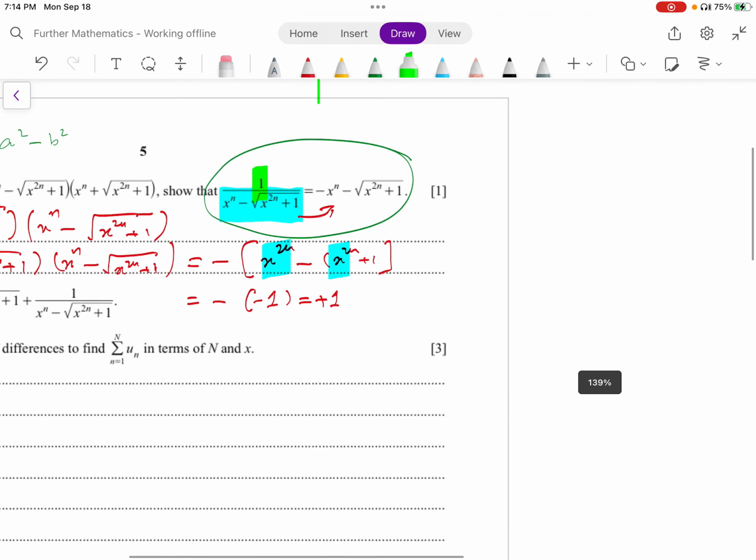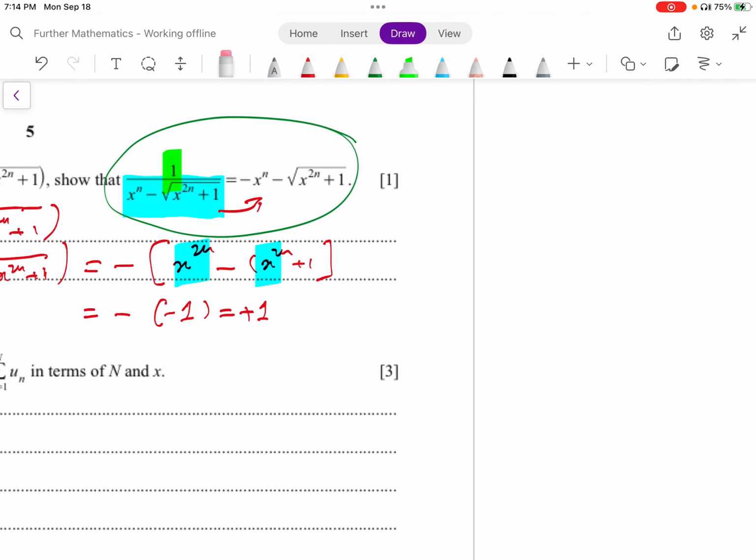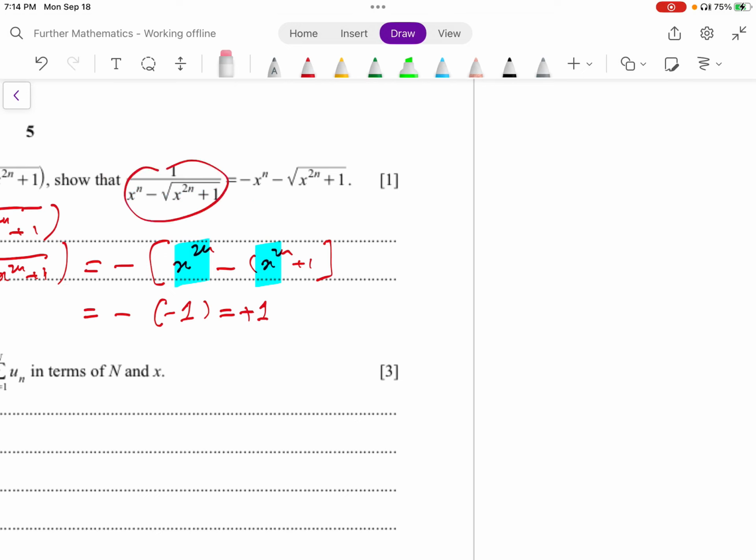Now the other way could be if you multiply the denominator here, this denominator, by its conjugate. So this would be 1 over x to the power n minus the square root of x to the power 2n plus 1. You should multiply by x to the power n plus the square root of x to the power 2n plus 1, and divide by x to the power n plus the square root of x to the power 2n plus 1. If you expand this, if you use the identity, (a plus b)(a minus b), in the denominator, you are going to prove that the two sides are equal. So this could be the other way.